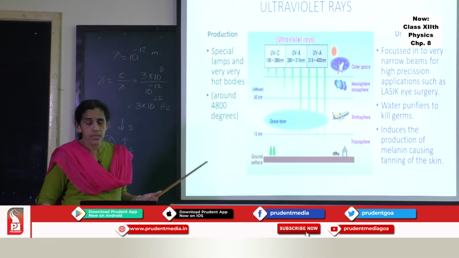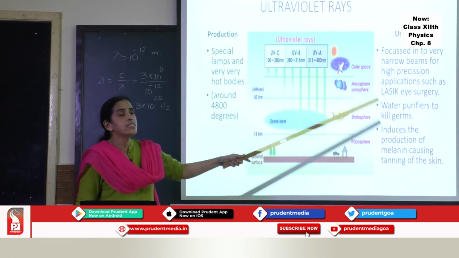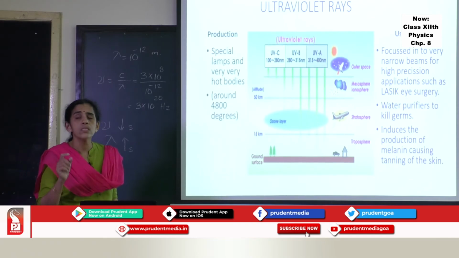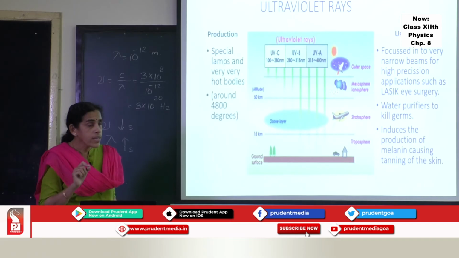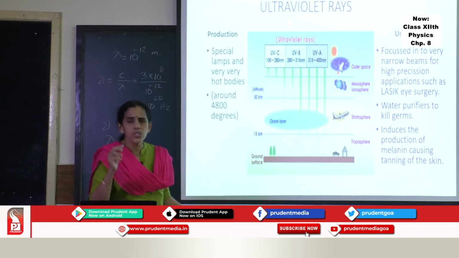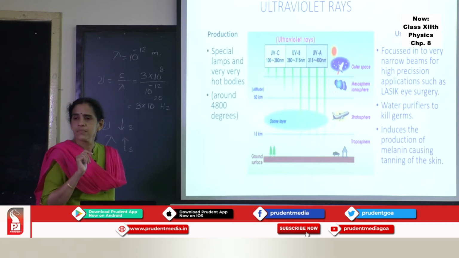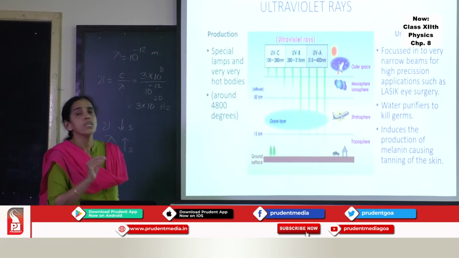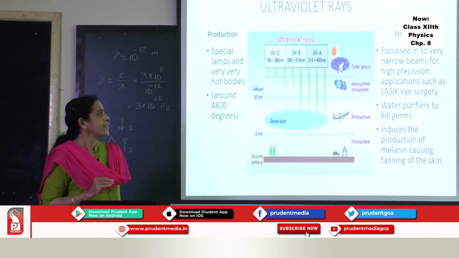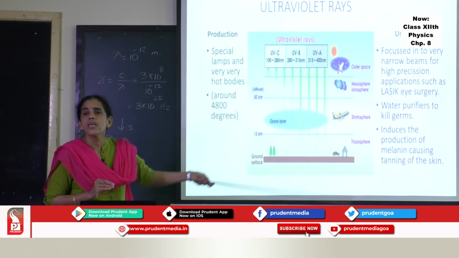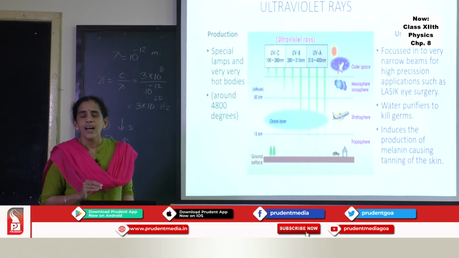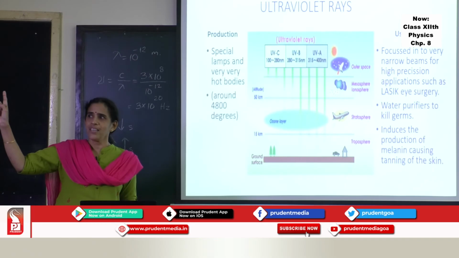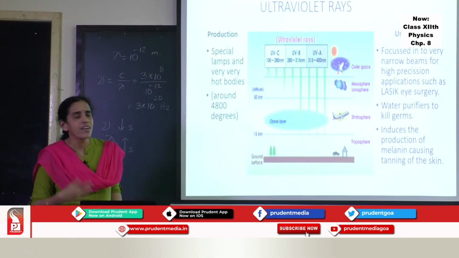Okay. And the uses? They are used in this LASIK eye surgery. You must have heard about it now, laser surgery, no? Mainly they use ultraviolet rays. Why? It can be focused into very narrow beams. And you can do very high precision instruments to do these surgeries. Then, water purifiers to kill germs. You must have seen, no? AquaGuard, there they write UV protection, UV protected water, means purified water.